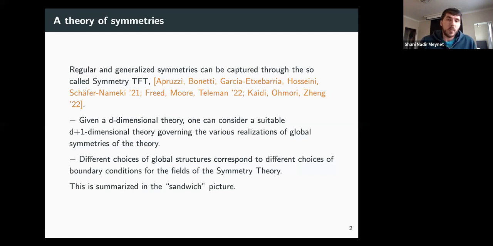However, I have to remark that some work has been done also for continuous symmetries, but we will not delve into them today. The SymTFT is really useful to capture this aspect because in a sense it's a sort of dynamical theory for background fields. So let me show through a picture how this works. In particular, this is also called the sandwich picture.